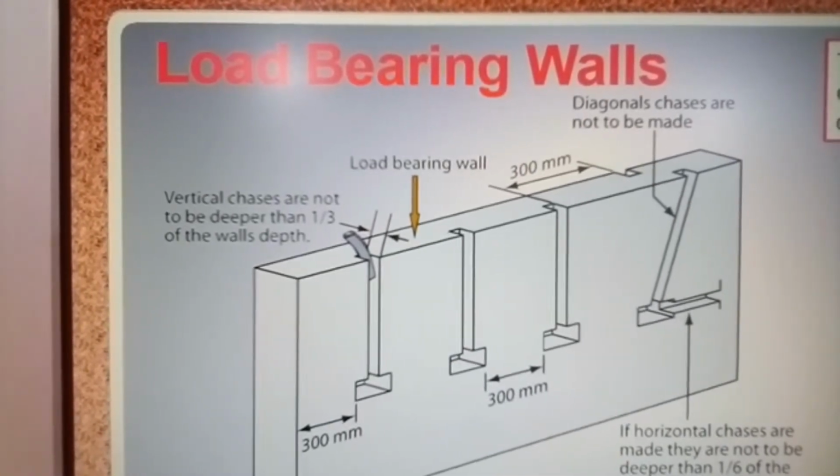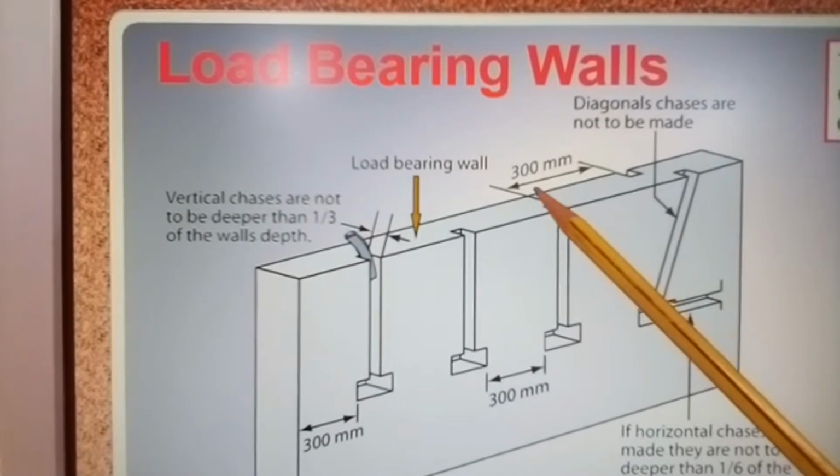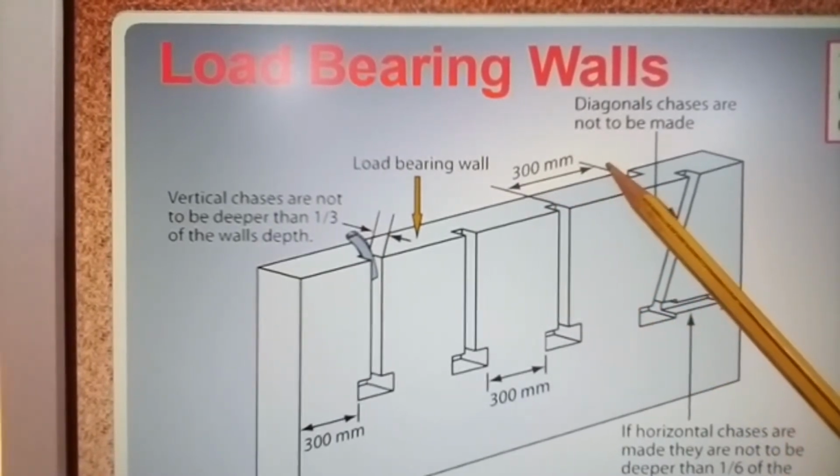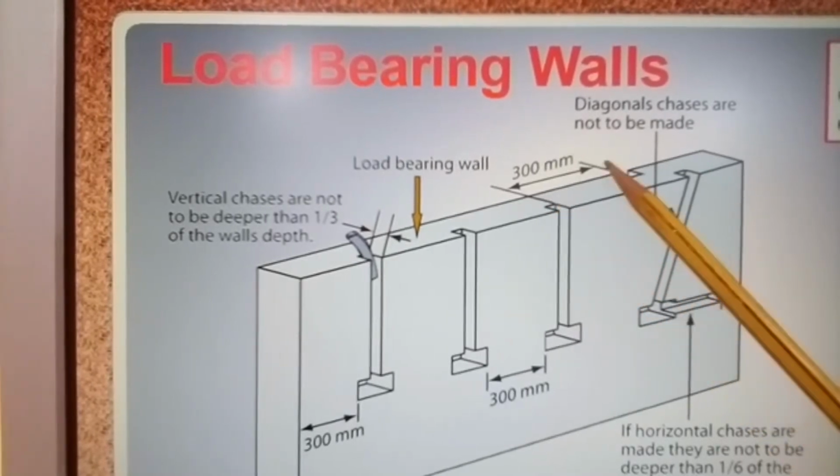And 300 millimeters is what? 30 centimeters, which is 1 foot. So you can see here you should be at least 1 foot apart.